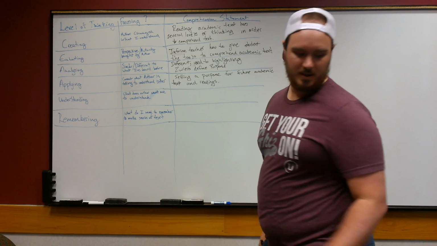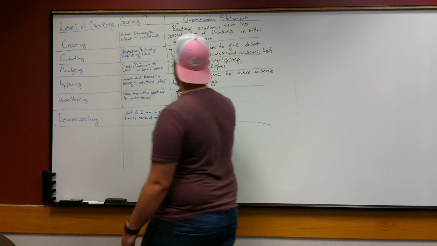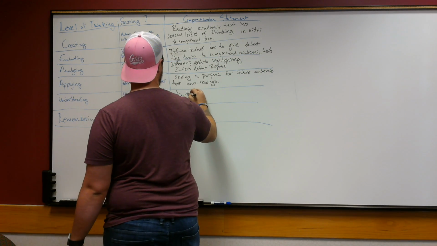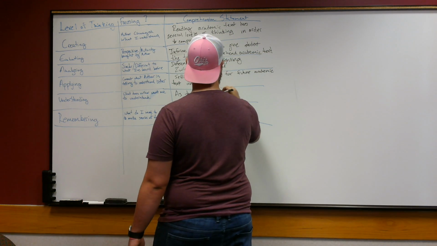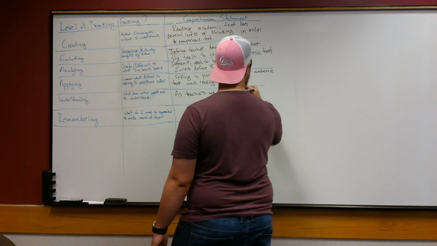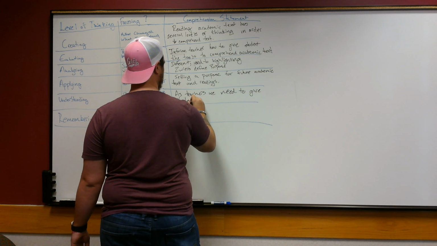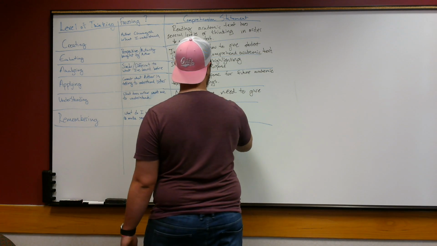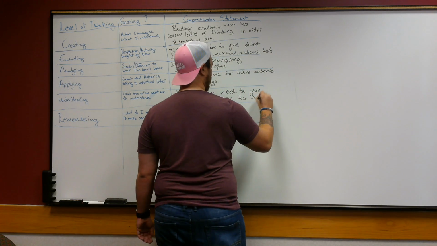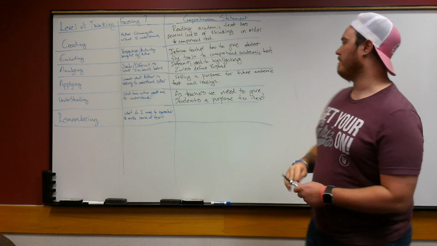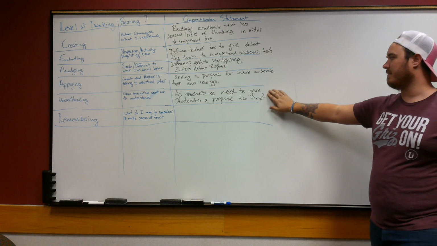Let's move on to understanding: what does the author want me to understand? For me, this is, as teachers, we need to give students a purpose to text. We've been hitting on this one a lot already, but it's making sure we define that purpose so that students understand what they're trying to get from the text we have them reading.